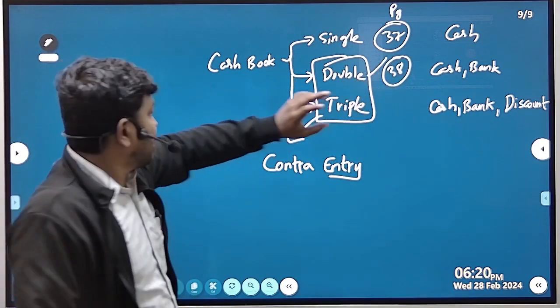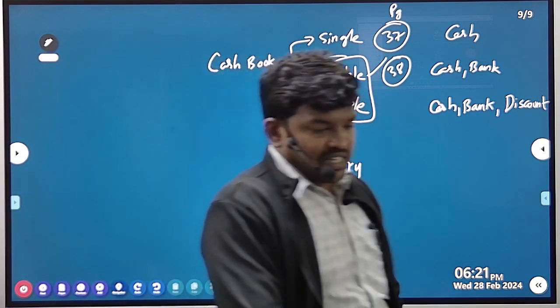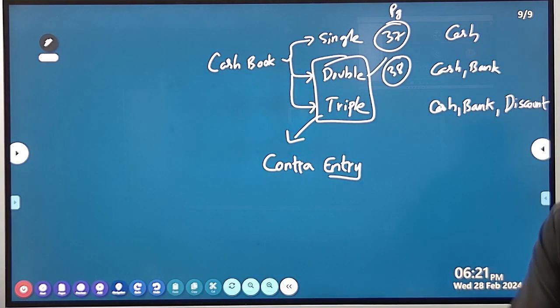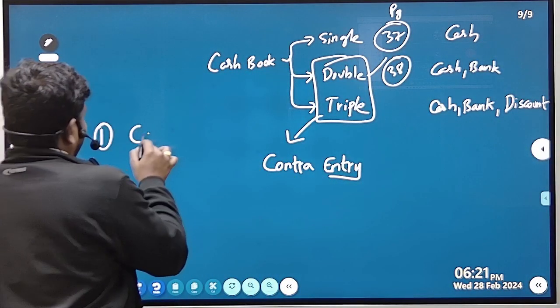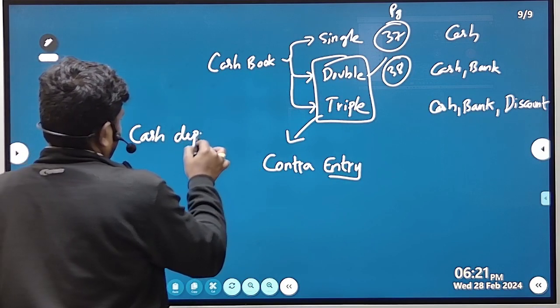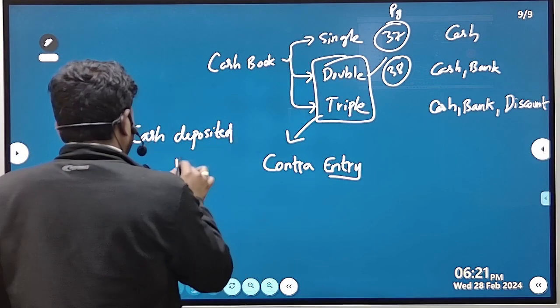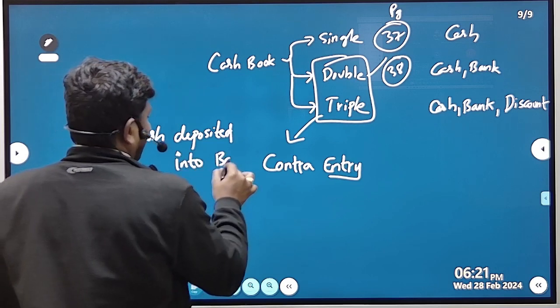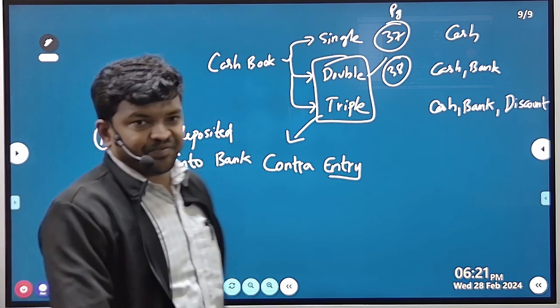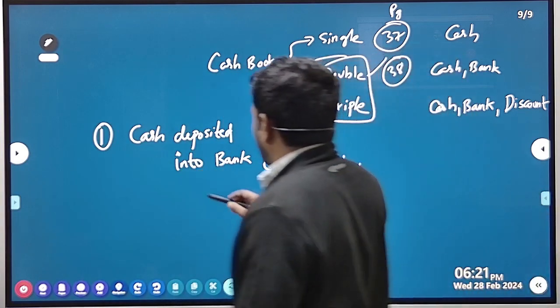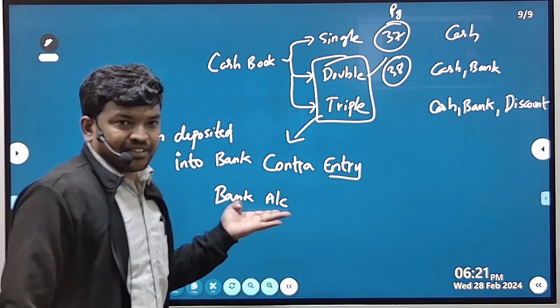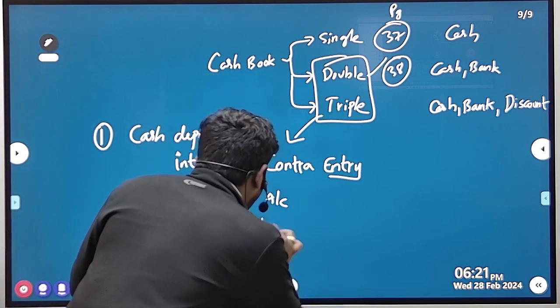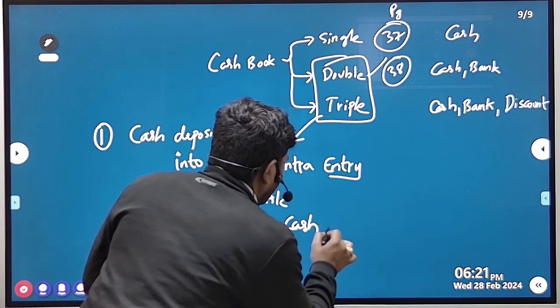Now in case of double and triple, see the format once. You have cash and bank transactions in the same ledger account. For example, cash deposited into bank. What will be the entry? Very good. Bank account debit, because bank balance increases, asset is increasing. What is reducing? My cash balance is reducing.